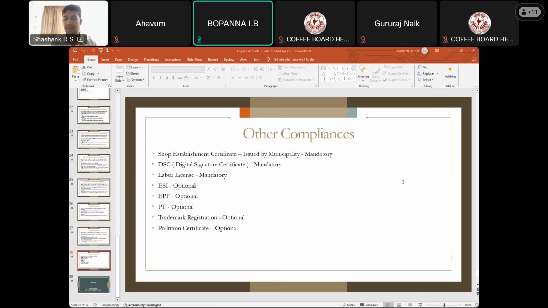Yeah, but OPC is also a private limited company, right? It is. Yeah. The compliances are also a little more in the case of OPC compared to proprietorship.